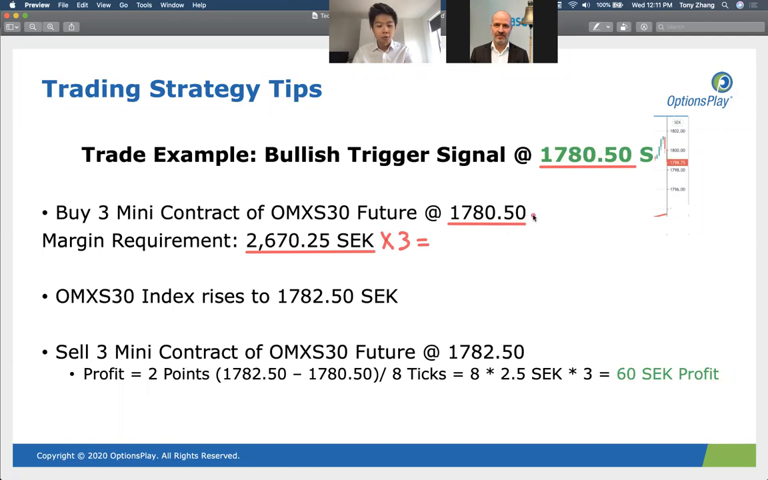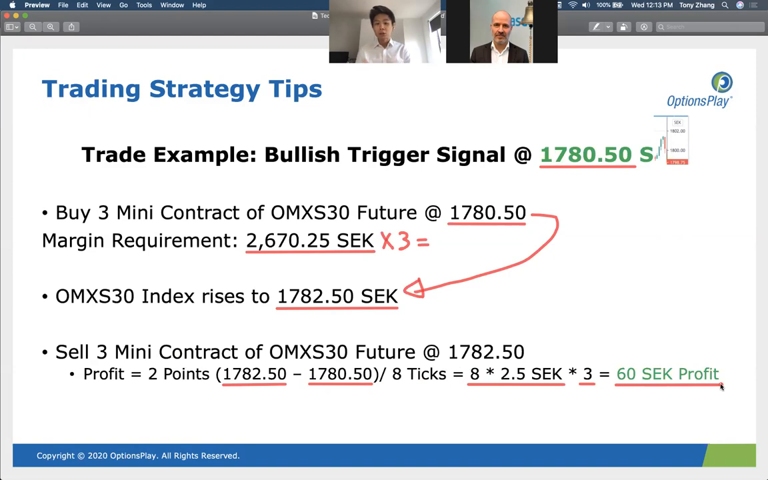And let's say once I bought the 3 contracts, the value of the index rises 2 points to 1782.5. To calculate my profit on the trade, what I do is I take the 1782.5, what I sold it for, minus the 1780.5, what I bought it for, which is 2 points, which is 8 ticks. Multiply that by the 2.5 crowns per tick, multiplied by the 3 contracts that I purchased, gives me a 60 crown profit on the actual trade.